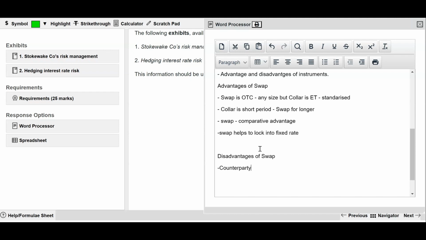Now, speaking of the disadvantages, the problem with swap is the counterparty not meeting the liability, where we might face counterparty risk. This counterparty risk can be avoided when it is arranged through a bank. The collar would also, here in swap, we cannot make use of favorable interest rate changes, but in the collar, we can make use of the favorable interest rate changes. Swaps are over the counter, hence not traded, and a swap we cannot lapse.